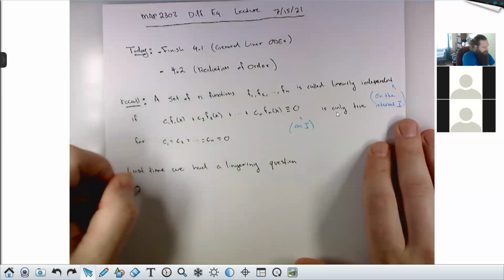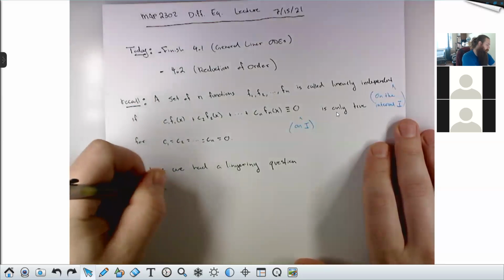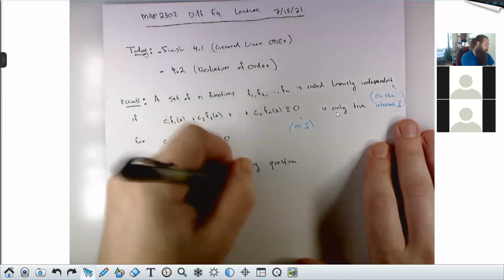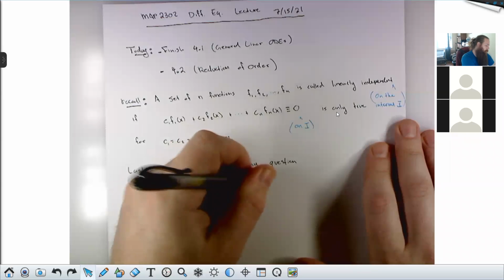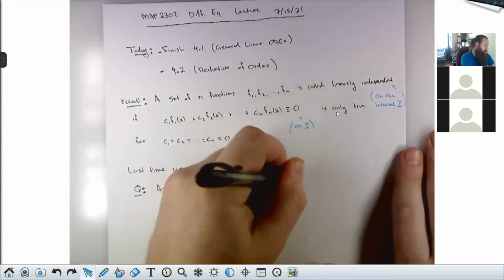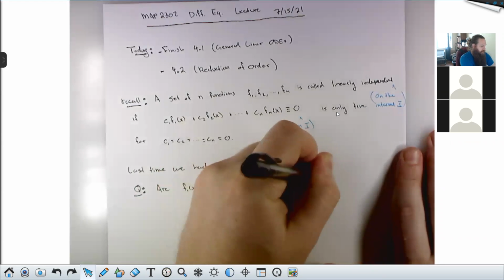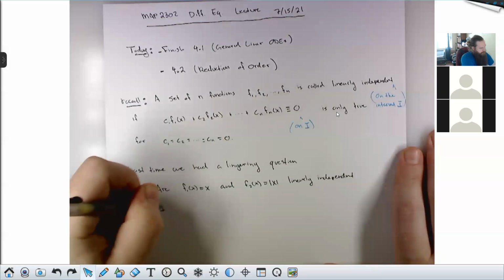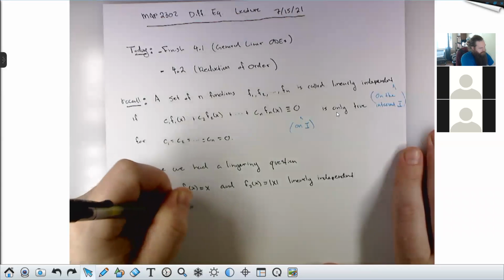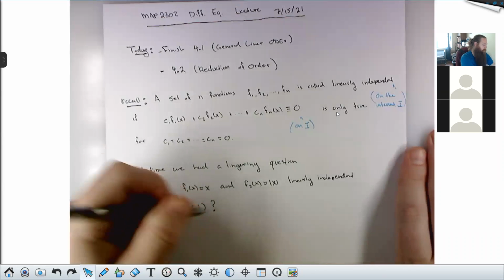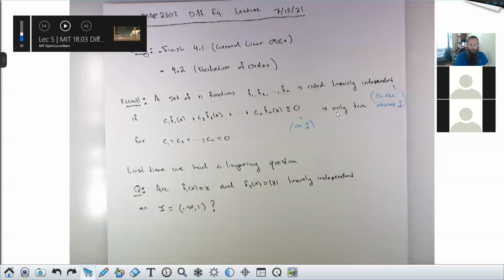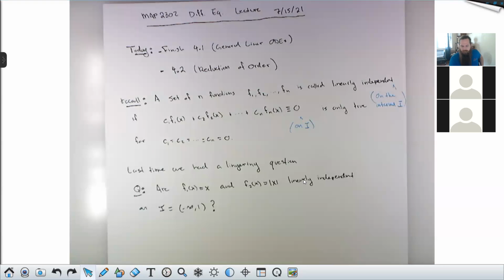The question I asked you: are f1 of x equal x and f2 of x equal to the absolute value of x linearly independent on the interval, I said to think about, negative infinity to 1? Does anybody put any thought into this? Anybody like to give their thinking on this one?